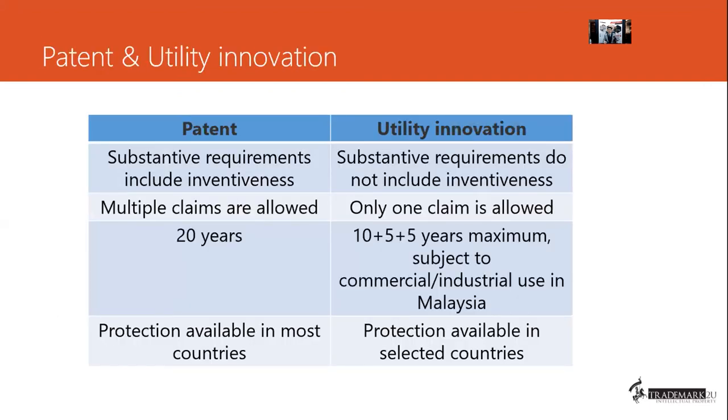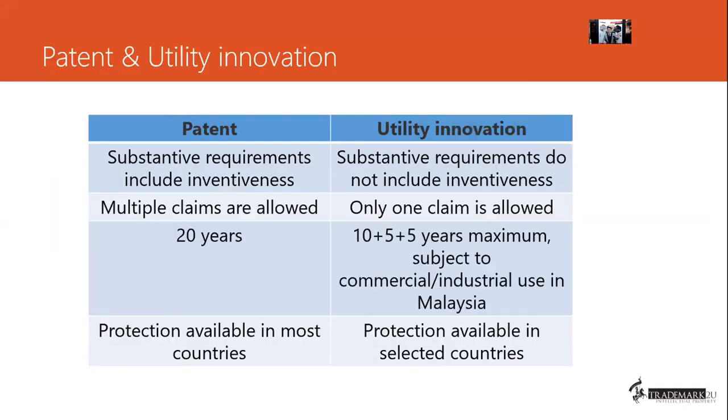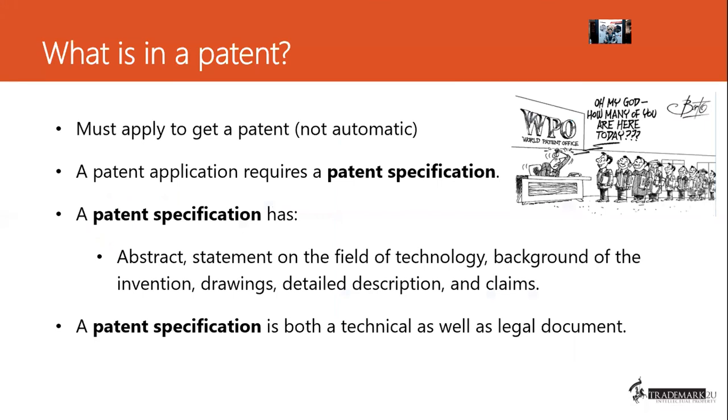Now this is a comparison between the UI and patents. Okay. So one thing I want you to take note about UI is that UI only allows one claim. Whereas with a patent, you can have multiple claims. You can have 100 claims, it's okay. But UI only allows one claim. So the purpose of UI is to protect petty innovation, I would say. Petty innovations. In some countries, they call it petty patents, okay, or small patents or utility models, something like that, okay? Okay, let's come to the patent procedures, okay?